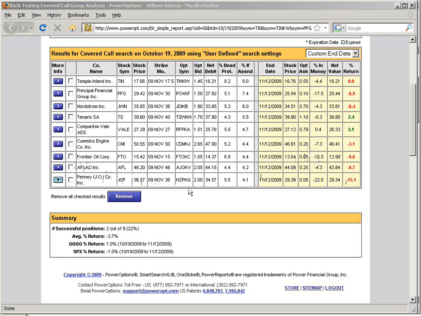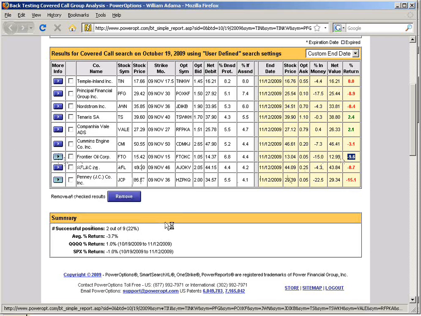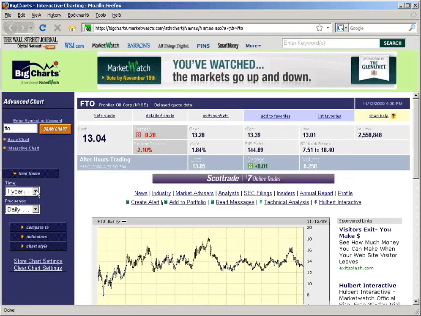Okay, so we're looking at that position, Frontier Oil now. I want to take a look at that stock chart because it dropped. We want to see if the earnings event was part of the catalyst that might have caused that one. I'm going back to big charts. Let me pull up the 3-month chart there and go ahead and draw the chart.